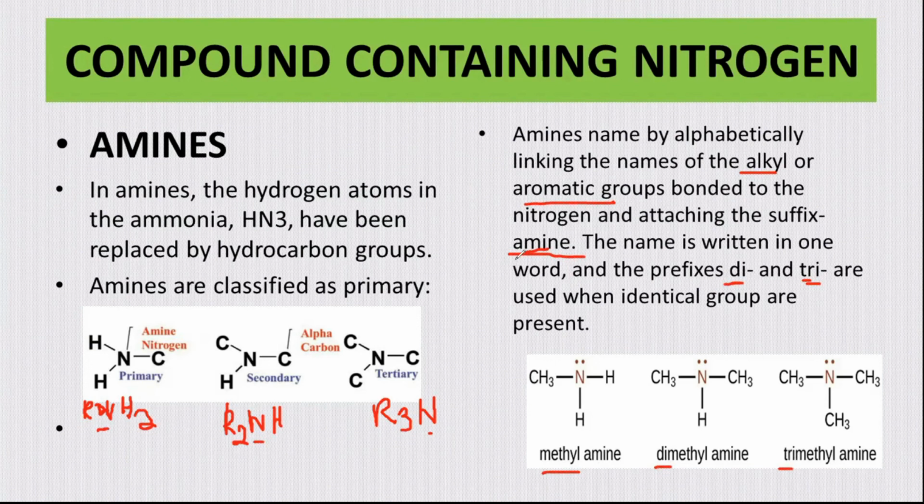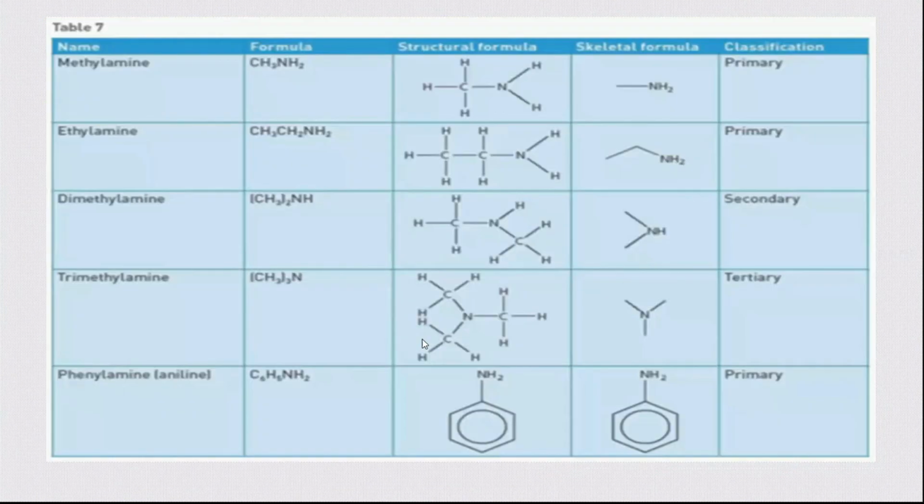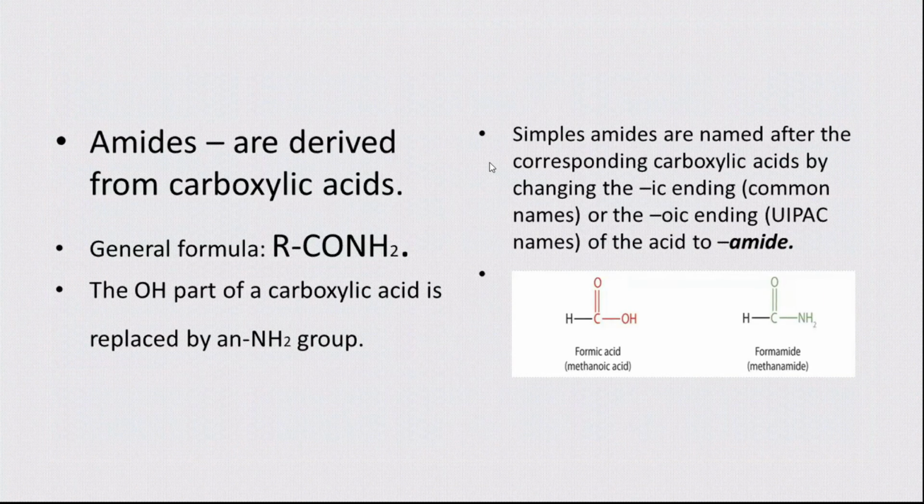And of course, we have also examples of amines. So we have methylamine, ethylamine, dimethylamine, trimethylamine. So ma-identify natin if it's either primary, secondary, or tertiary. Depende po yan sa number of organic substituents attached dun sa nitrogen. And we have the amides. I think this is the last.